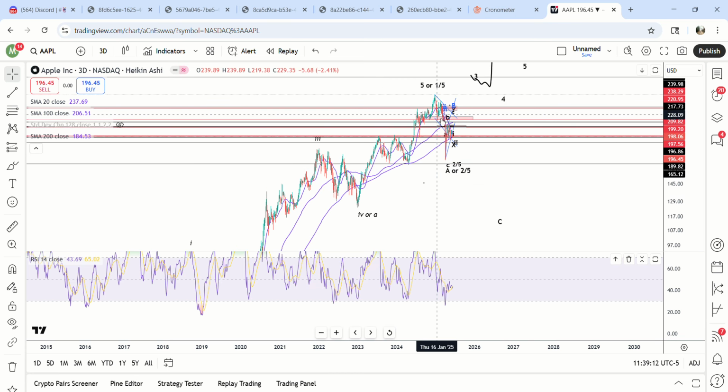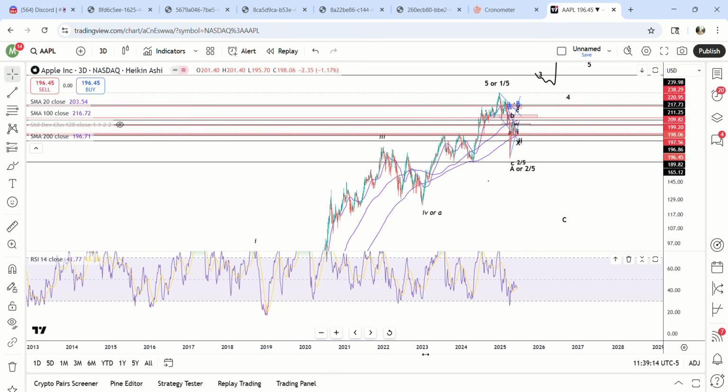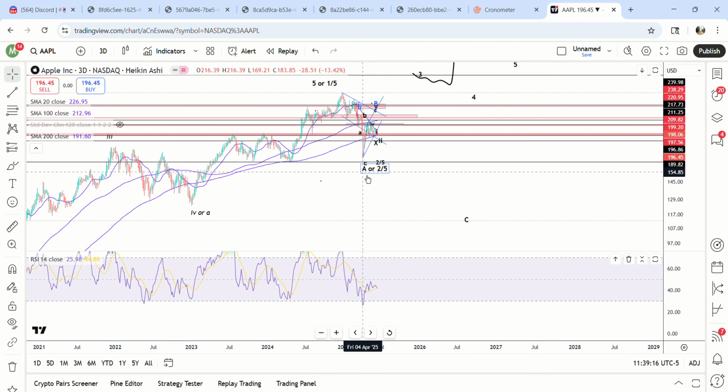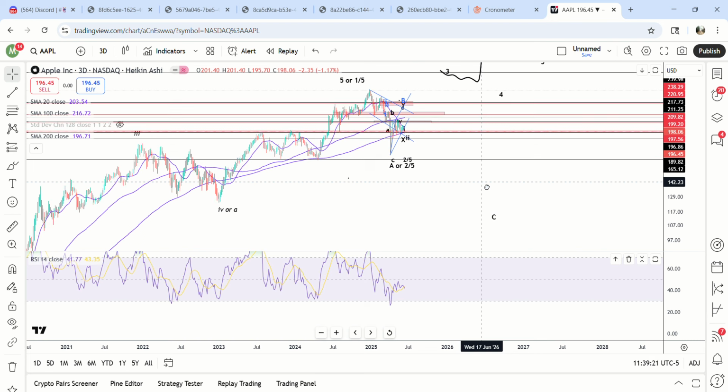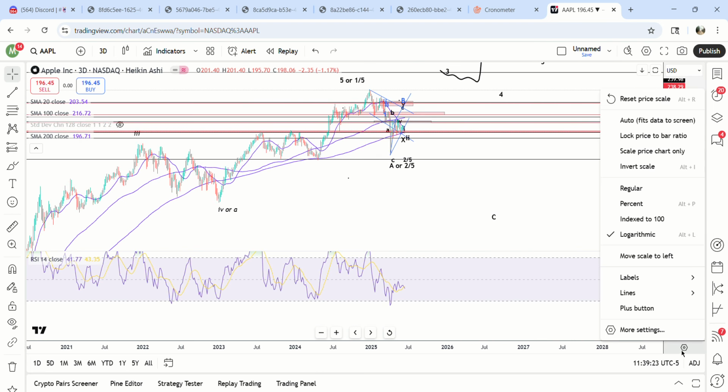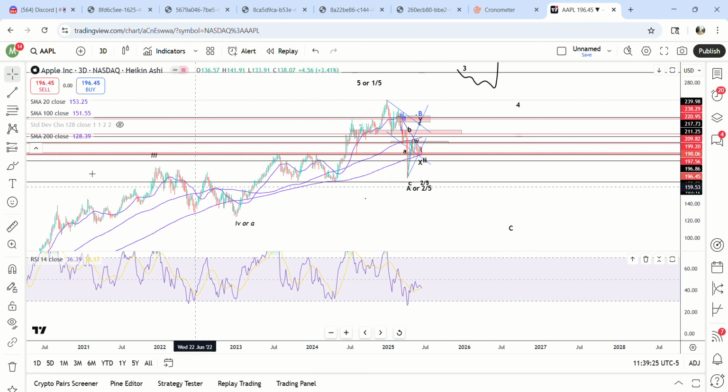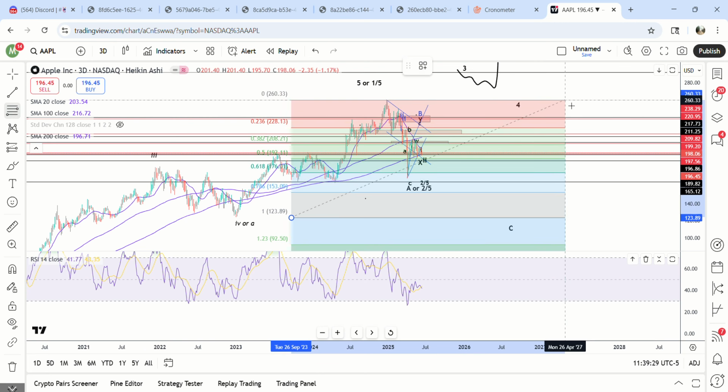second of 5 of a diagonal. Or this is an A wave right here, and we're looking for a B wave retrace before a C wave down. If we look at the regular chart here, we've already retraced the 0.61 fib. Is it possible this is finished?